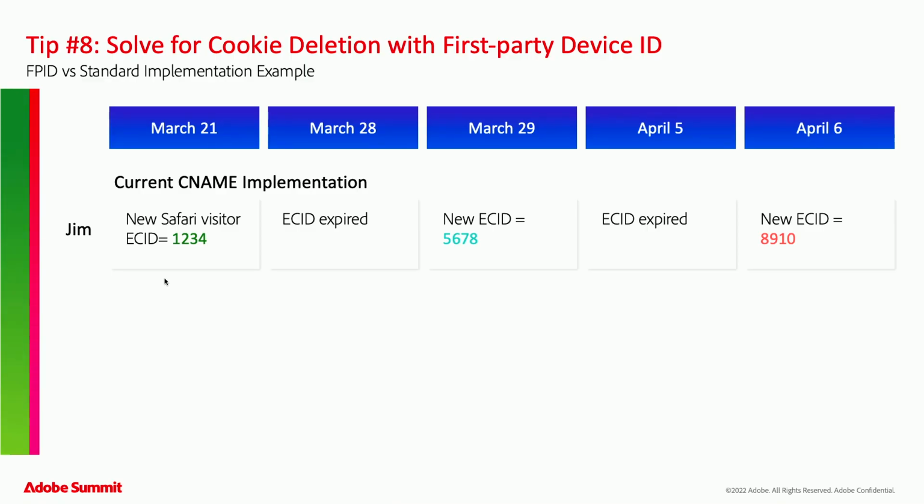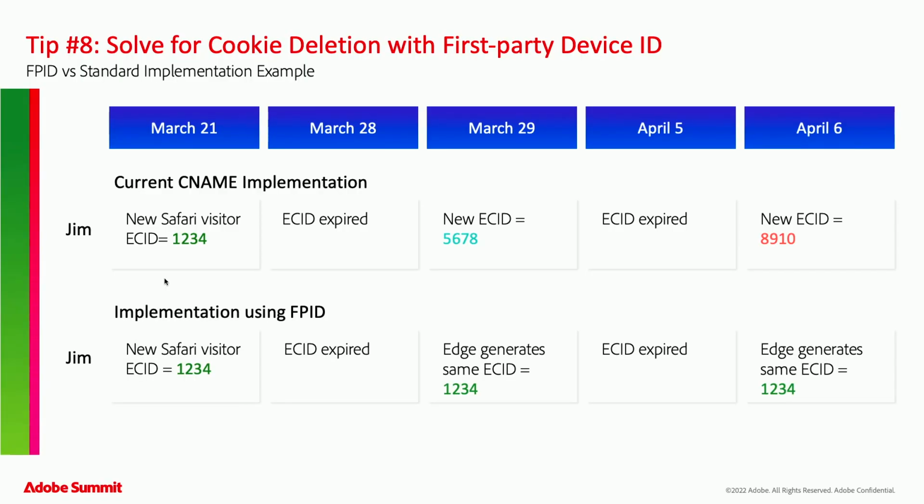So here's just a quick example of the current state. Pretty easy to see. March 21st, I come in. I've got ECID 1234. 7 days later, I'm expired. I come in on March 29th, I get a new ECID. April 6th, I come back, I get a new ECID. Analytics looks like 3 unique visitors at this point. Yes, analytics is 3 different visitors. I'm sure everybody's familiar with that trouble. Yeah. So with FPID, you remain the same because we're using your cookie to remanufacture your device identifier. 1 unique visitor. That's awesome. Yes.